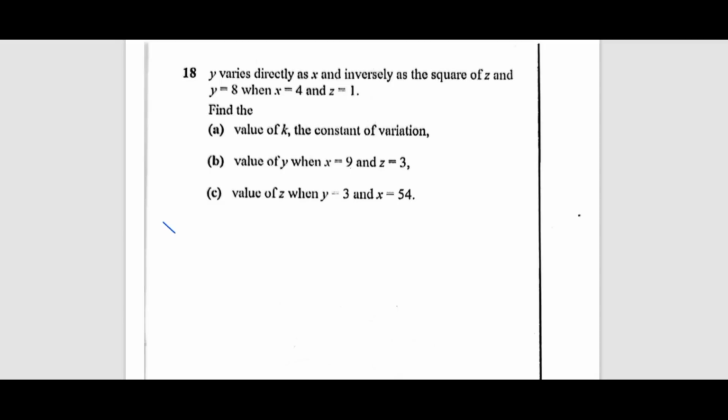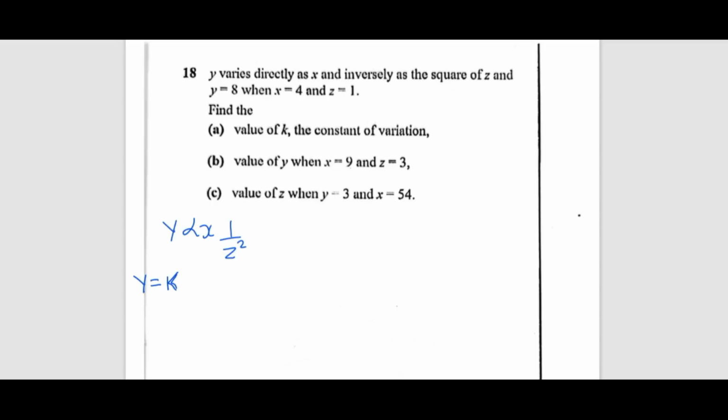Y varies directly as x and inversely as the square of z. Since the relationship of y and z is inverse, and we are told the square, our z must be raised to the power 2. So let's make an equation so that we can find the value of k for question A. Whenever we are making an equation, this will be y is equal to, and as soon as we've introduced our equal sign, we are supposed to introduce the constant of variation.